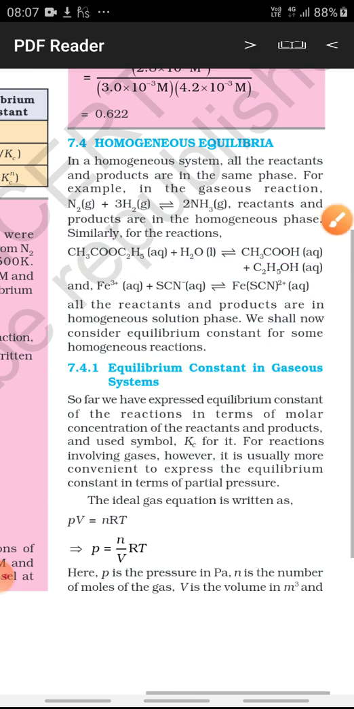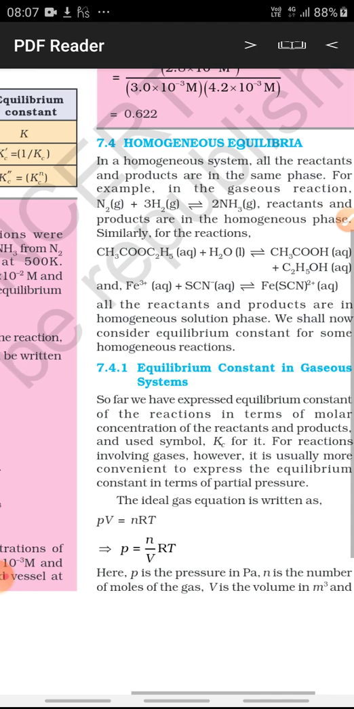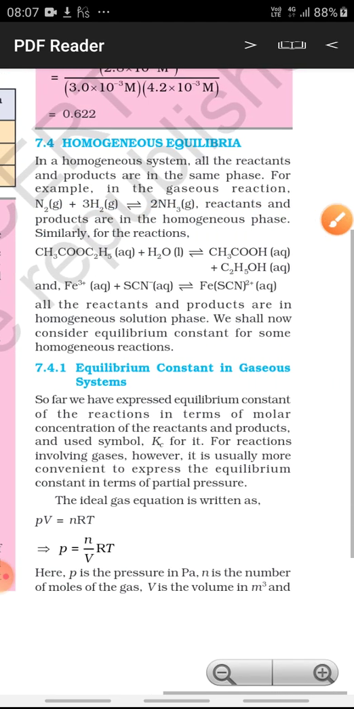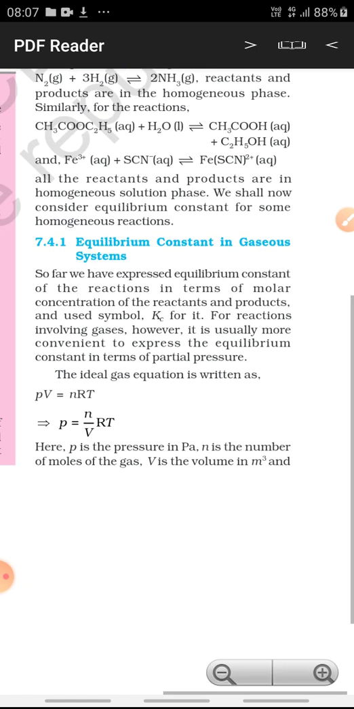Now, suppose the reactants are gases, then we do not measure the molar concentration. Instead, as we have taken the molar concentration, these brackets are for the molar concentration. We write the concentration in molarity. Now, if the reactants are not there in molar concentration, then for gases we will take the partial pressure.